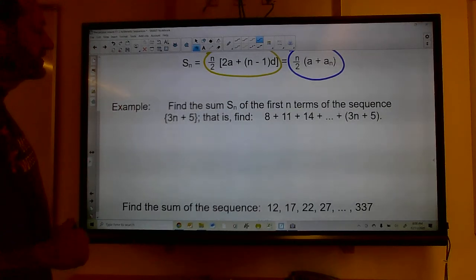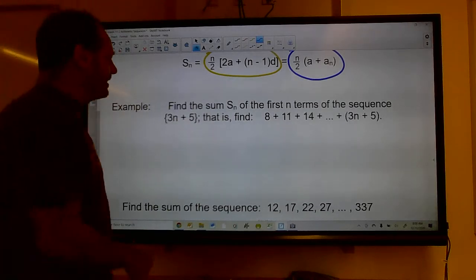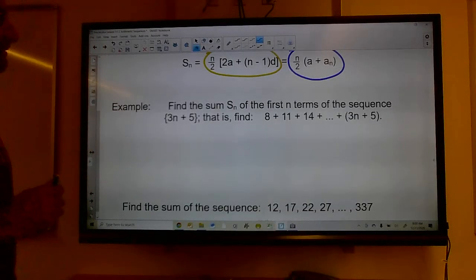Find the sum s sub n of the first n terms of the sequence 3n plus 5. That is, find 8 plus 11 plus 14 plus dot dot dot plus 3n plus 5.